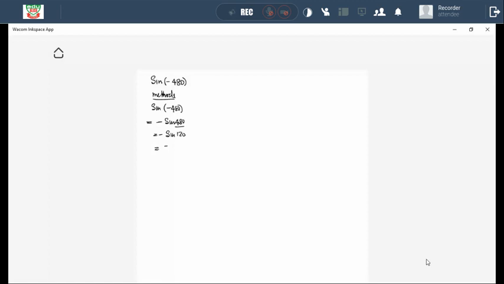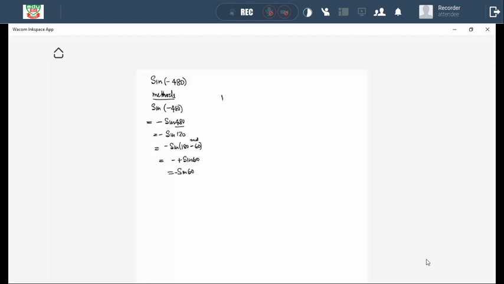Now simplify, this is negative sine 120. Sine 120 is in the second quadrant, so it becomes 180 minus, what should I subtract to get 120? You subtract 60. This is going to be equal to negative sine 180 minus 60, which is in the second quadrant. So it means this simplifies to plus sine 60. And your answer is just negative sine 60.